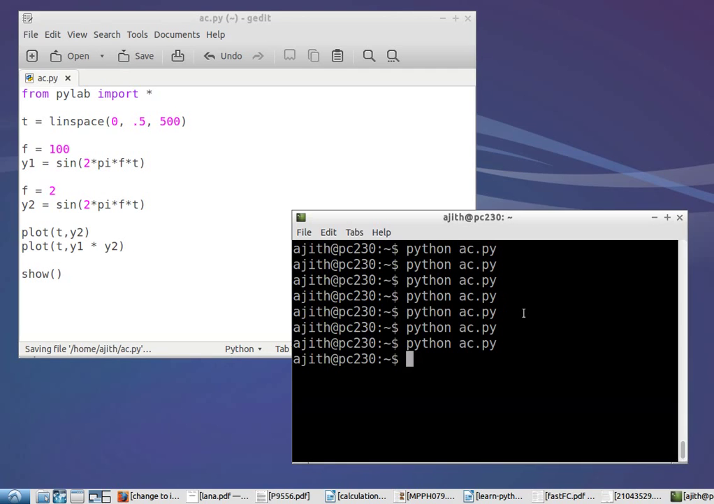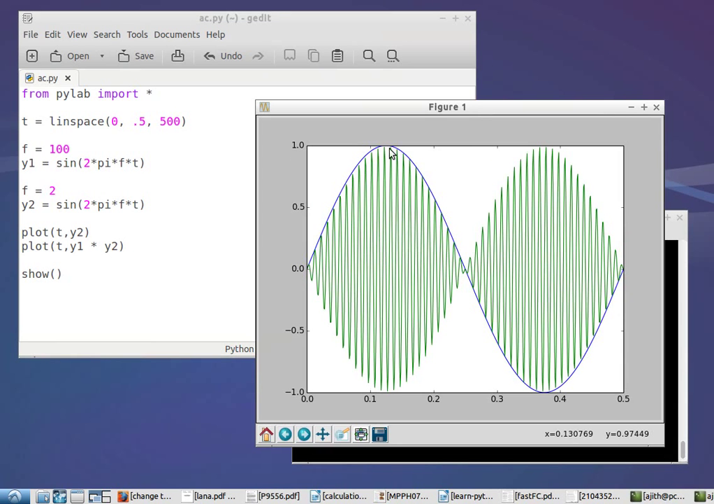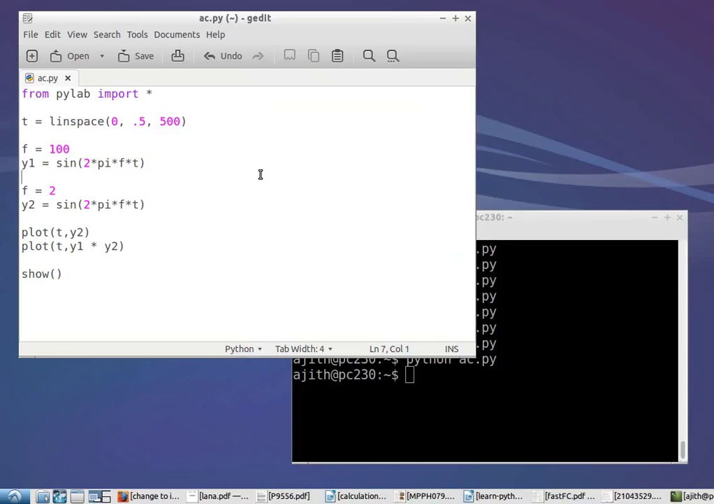So you can see how the amplitude modulation changes with signal. When the signal is at maximum amplitude, the modulated wave also has maximum amplitude. When the signal goes to 0, this goes to 0 here. So there are numerous examples of plotting like this. Let us take something slightly different.